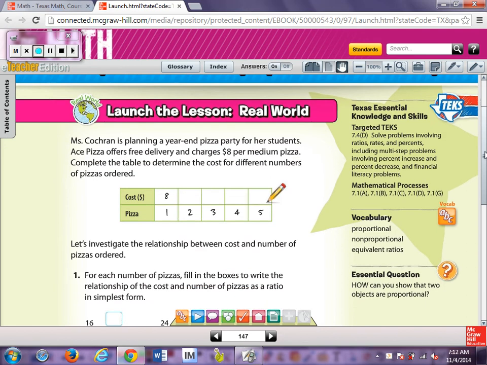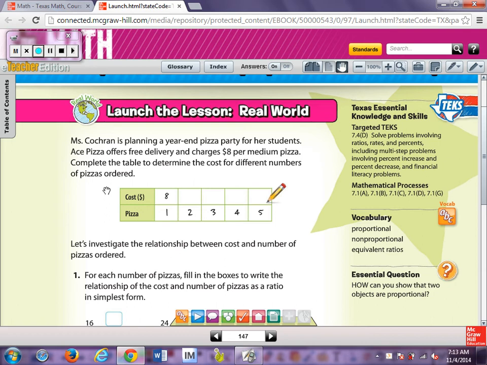So in the beginning, it says, Ms. Cochran is planning a year-end pizza party for her students. Ace Pizza offers free delivery and charges $8 per medium pizza. Complete the table to determine the cost for different numbers of pizzas ordered. Now this chart should be pretty obvious what you're going to do.